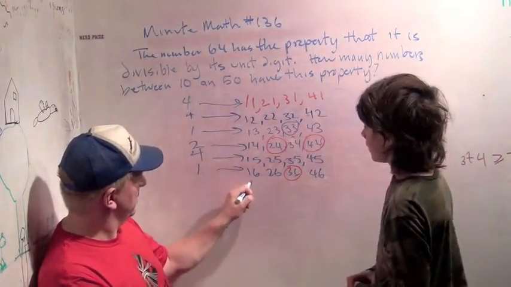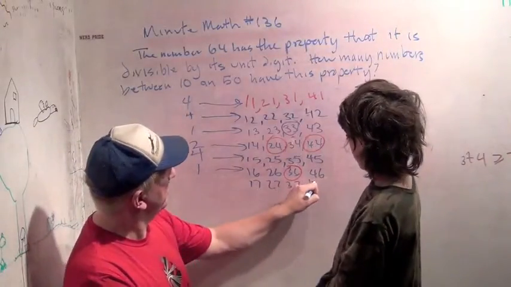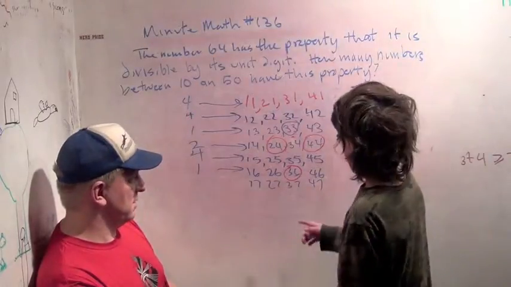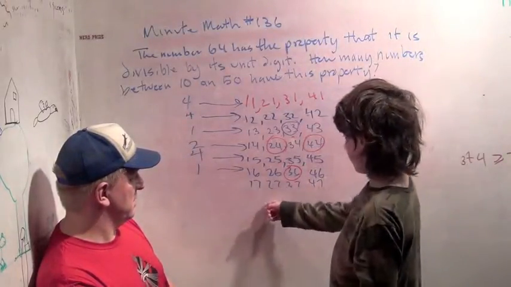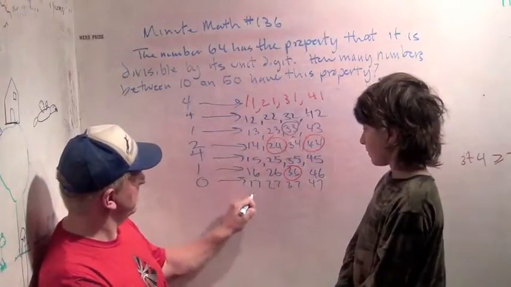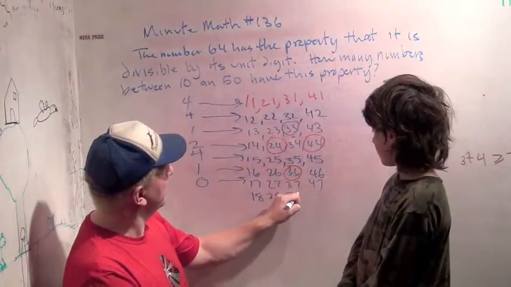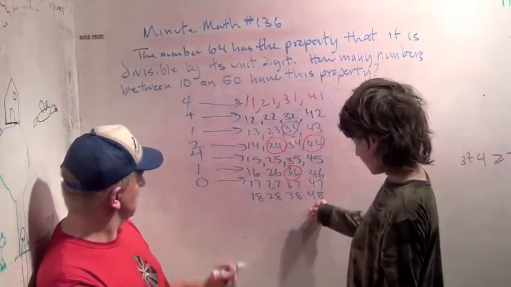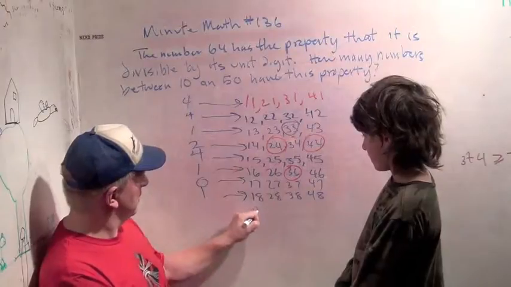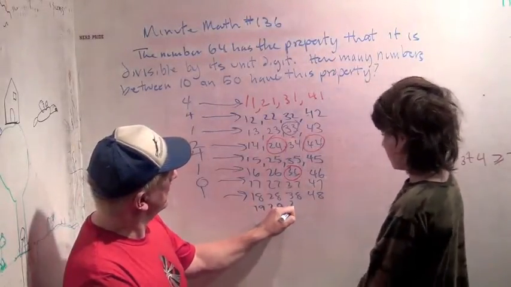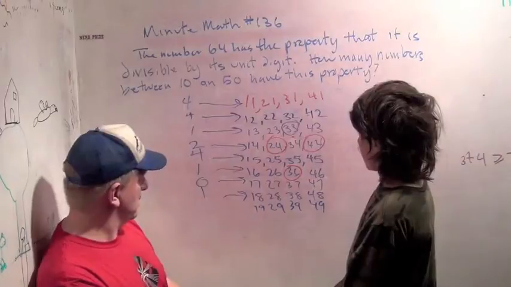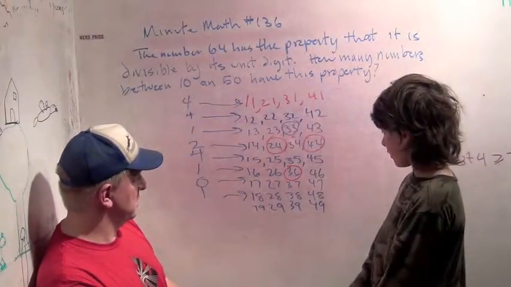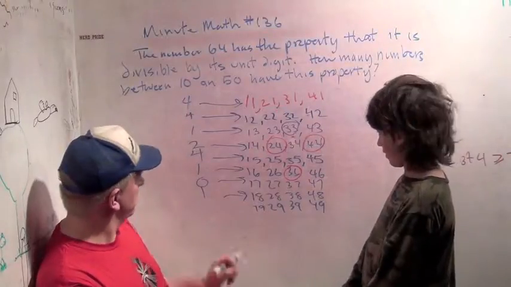All right, 17, 27, 37, 47. Which one? None of them. None are divisible by 7. That's interesting. 18, 28, 38, 48. Well, 48. Then 19, 29, 39, 49, and these ones, none again.